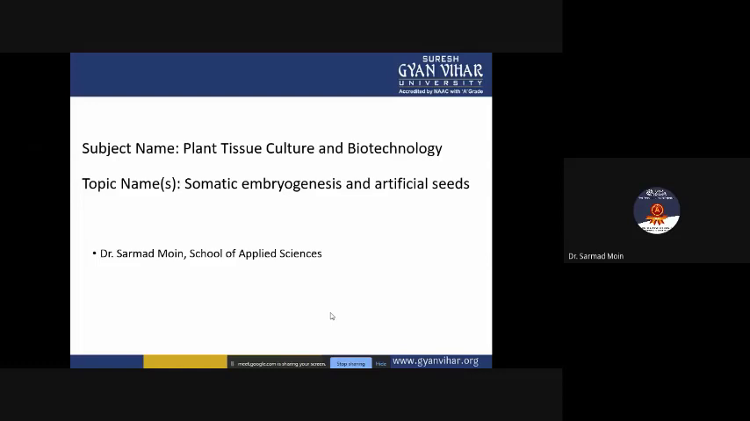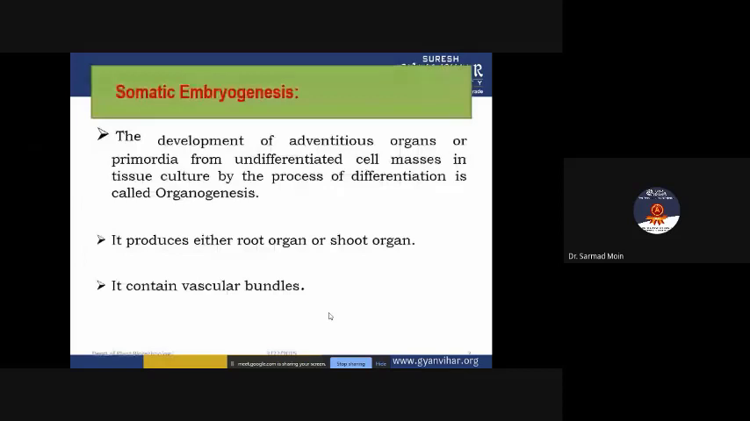And we can utilize these embryos after the production to produce the artificial seeds, and artificial seeds we can use in the future, maybe 6 months to 1 year. We can preserve them and then utilize them for the production of healthy plants. So we will start with the somatic embryogenesis, then we will go for the artificial seeds. First, we will see the somatic embryogenesis.